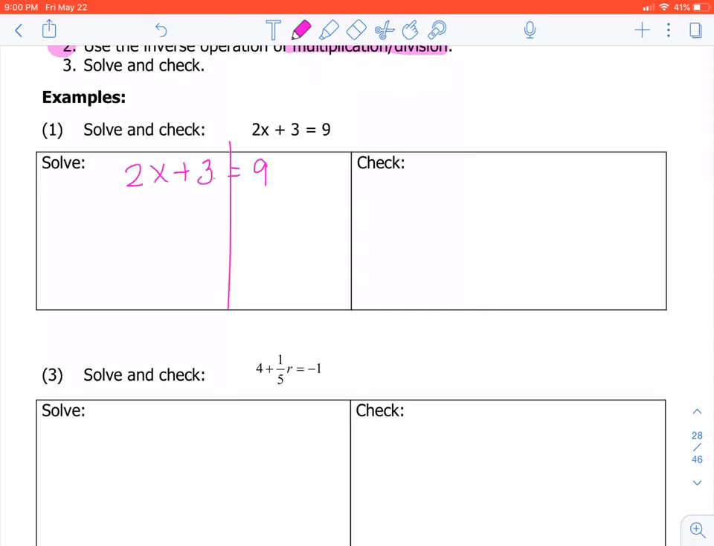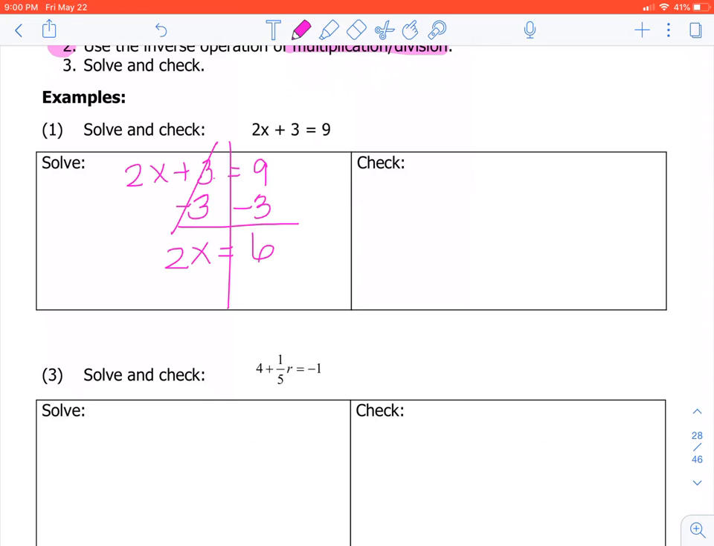So we have this plus 3 here. Opposite of plus would be minus. So we're going to solve this by getting rid of that 3 first. So those cancel out. Now on the left, we have 2x. And on the right, I have 9 minus 3, which is 6.